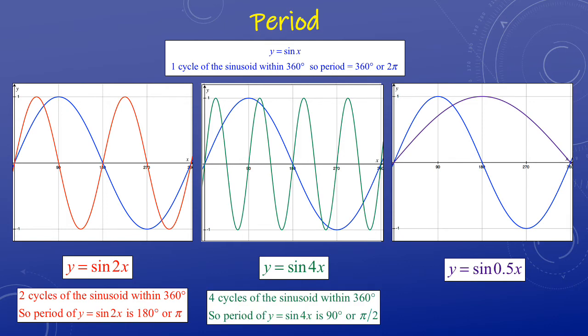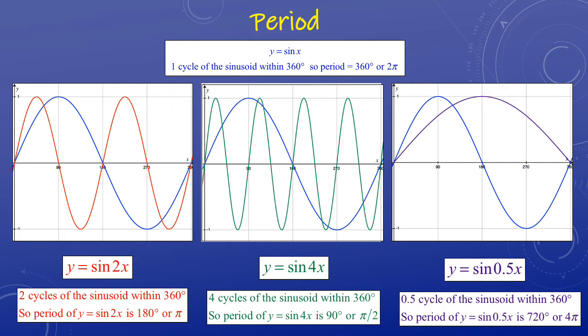In y is equal to sine of 4x in green, we are getting four cycles of the sinusoid within 360 degrees. That means that the period of y is equal to sine of 4x is 90 degrees, or pi over 2 radians. Compared to y is equal to sine of x, this curve is compressed.